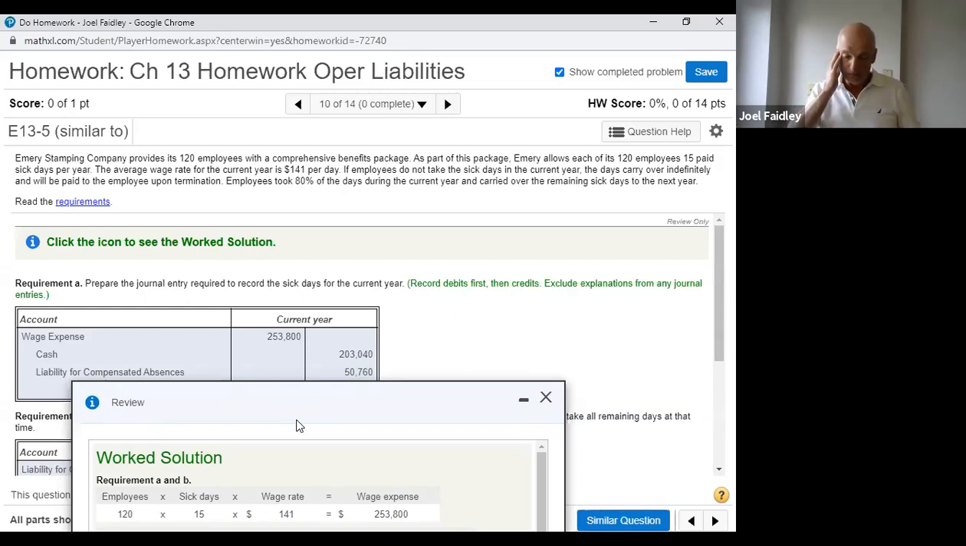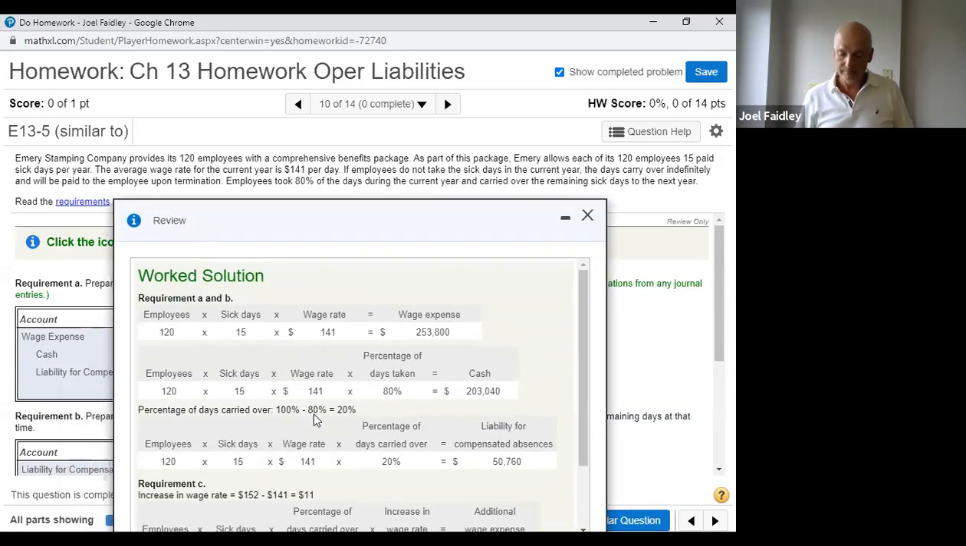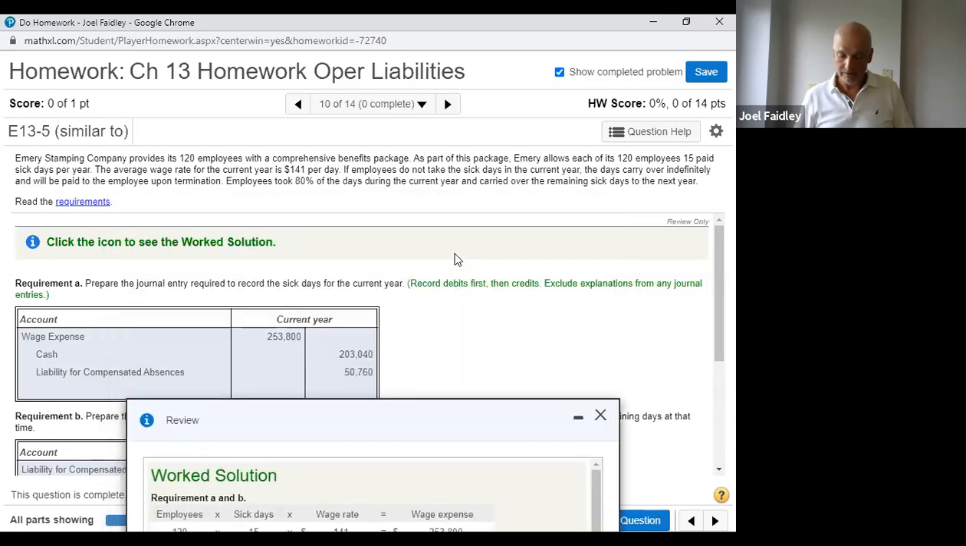All right, so it says here that 80% of the employees took that $253,800 during the year. So 80% of the time was taken, right? So 80% of 253,800 is 203,040. And so that tells you if that's my total expense for the year, all of which really is a liability. But if I paid out 203,040, then that leaves my liability for compensated absence at 50,760, going into the next year.